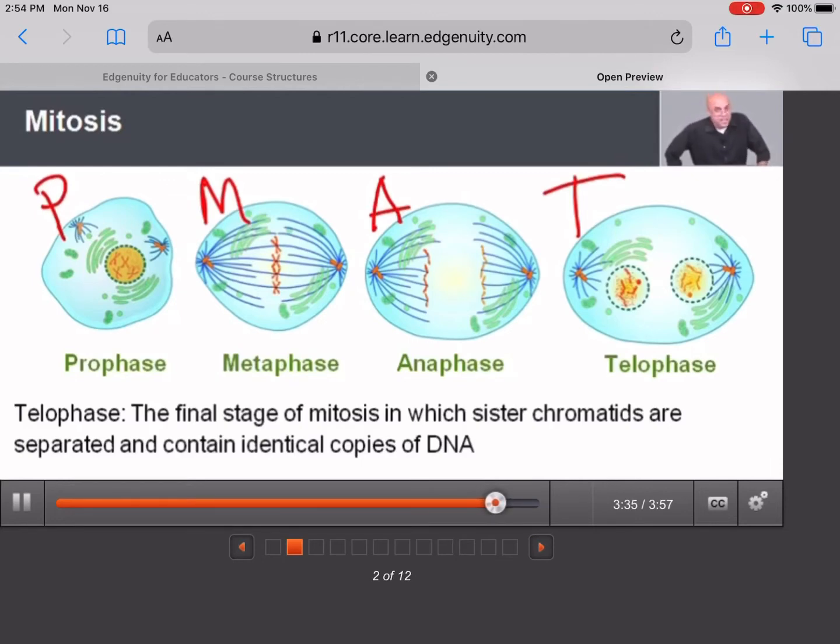Remember, the third phase is anaphase, the A in PMAT. This is where the centromeres split apart and sister chromatids are pulled to opposite poles of the cell. And of course, the last phase is telophase, the final stage where the sister chromatids are separated, and these chromatids contain identical copies of DNA. They're now on opposite sides of the cell that will soon divide.